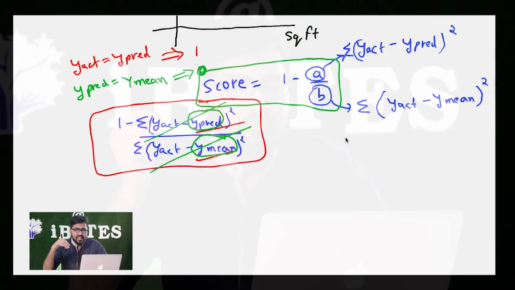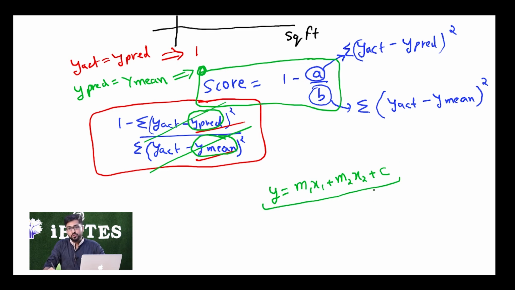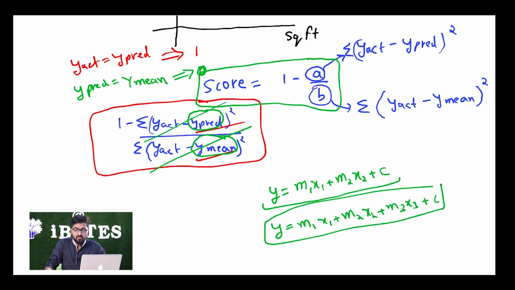That is, we have been doing it for only one feature, that is square feet. As the number of features increases, let's say we have 2 features instead of 1, the equation of my best fit will be y is equal to m1 x1 plus m2 x2 plus c. If I have 3 variables, it will be m1 x1 plus m2 x2 plus m3 x3 plus c. So basically the number of coefficients is going to increase.